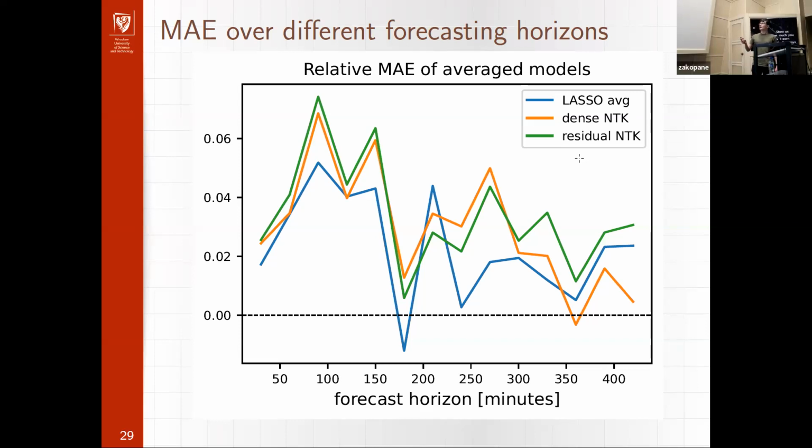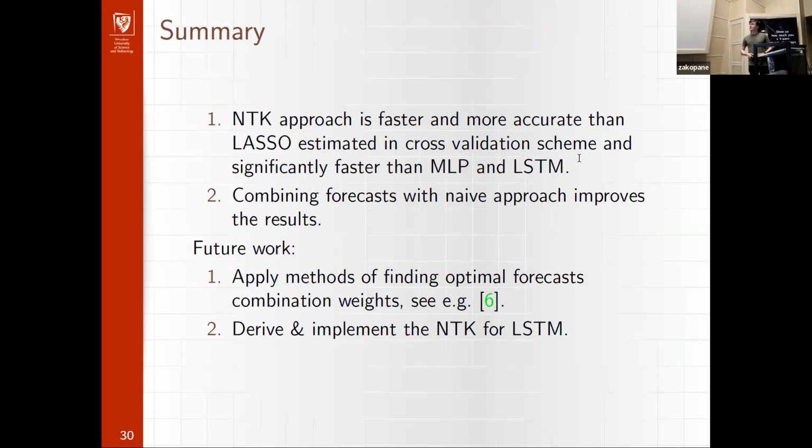So that's something promising. And the dense and residual NTK are being calculated even a little bit faster than lasso using the validation scheme. So to sum up, the NTK approach is faster, as I mentioned, than lasso, and yields better results, and it's significantly better in terms of speed than MLP and LSTM. Remember that we are forecasting in a very short time horizon, so every minute counts, and we do not want to wait several minutes until something finishes working. So in assumption, this should be an instant solution, at least for the user, not something that we need to wait for. And then combining forecasts with the naive approach gives us significant results.